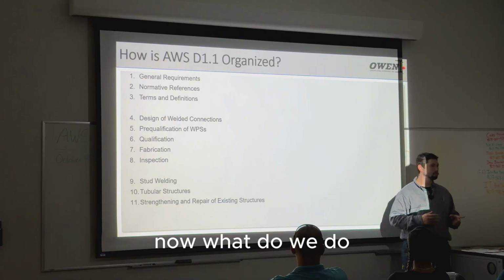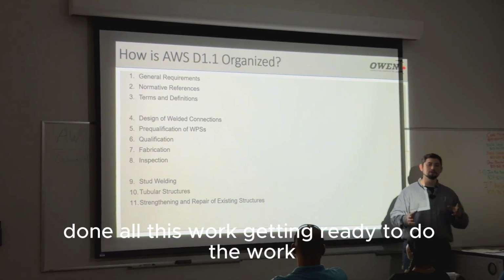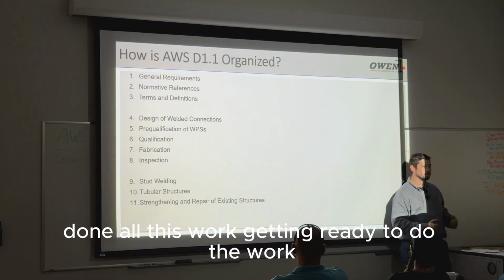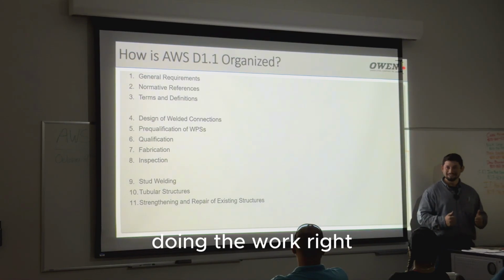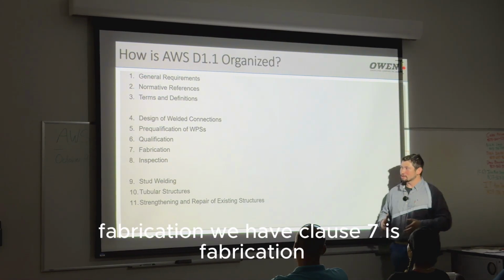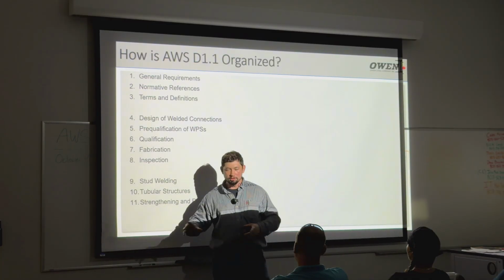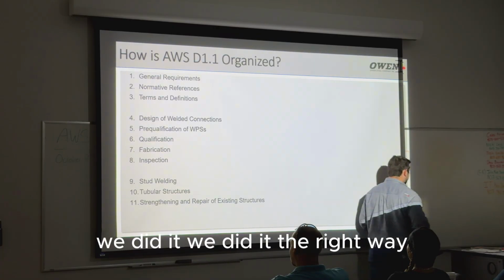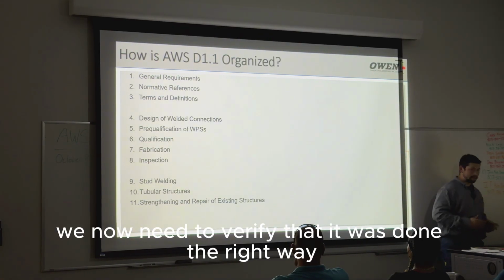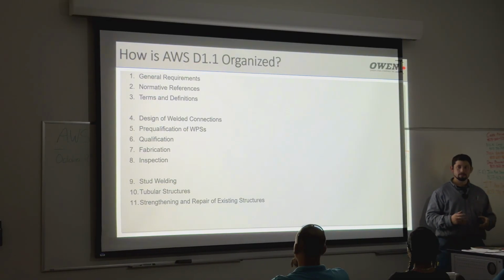Now what do we do? We've done all this work, getting ready to do the work. What's the next step? Doing the work, right? Fabrication. We have clause 7 is fabrication. Once something is fully fabricated, we did it the right way. We now need to verify that it was done the right way. That is done through inspection.